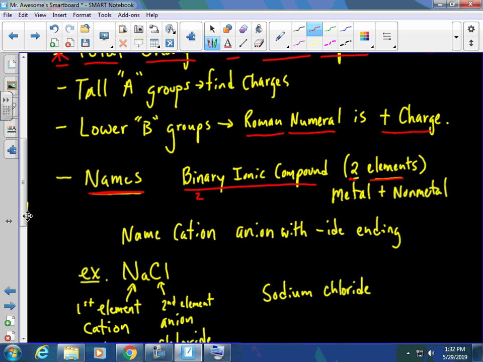And then we put the anion second, and we change its name so that instead of just naming it like it is on the periodic table, we change the ending to an -ide. So say something like sulfur. Instead of saying sulfur, we call it sulfide. Oxygen, we call it oxide. Nitrogen, we call it nitride. So you use the stem of the word, but then you put an -ide on the end. Fluorine becomes fluoride. Okay?